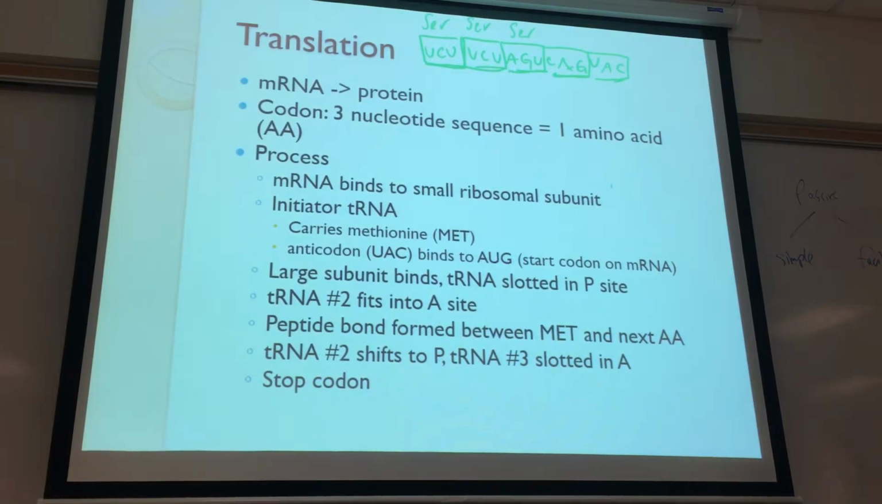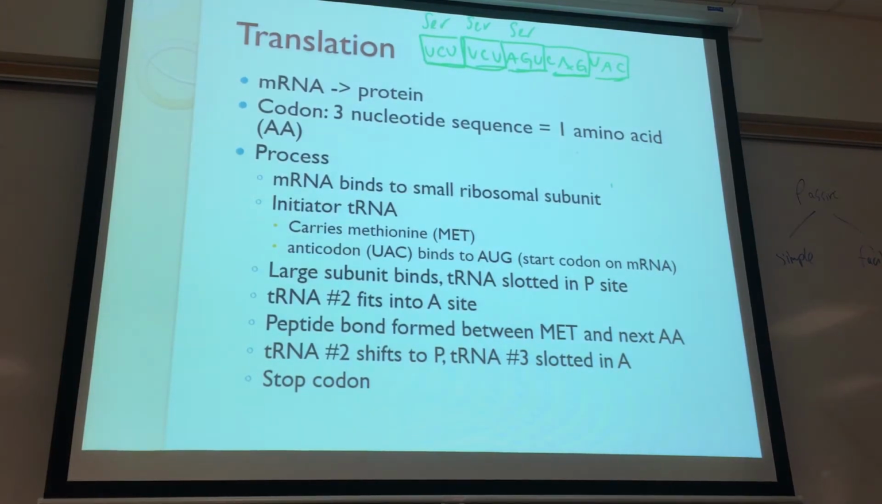If I look at CAG, glutamine, great, thank you, something different, finally, glutamine. And if I look at UAC, tyrosine. Okay. That's exactly what you guys are going to be doing in your lab, translating these codons into the amino acids. So now what we have is serine, serine, serine, glutamine, and tyrosine. That is our primary sequence.